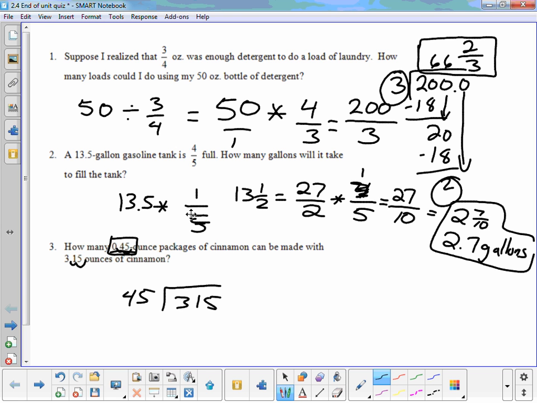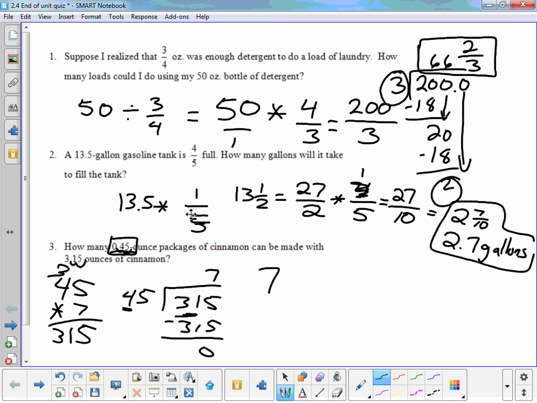Now, when I do this, I look at the 4 and this 31 and say, how many 4s will go into 31? I know that 4 times 8 is 32. So my first guess, or what I'm going to try, is times 7. 45 times 7. I get 28 plus 3 more, which gives me, wow, 315 right on the nose. So we put 7 here, 315 here. We subtract, we have 0. We should have 7 packs for that one. Okay.